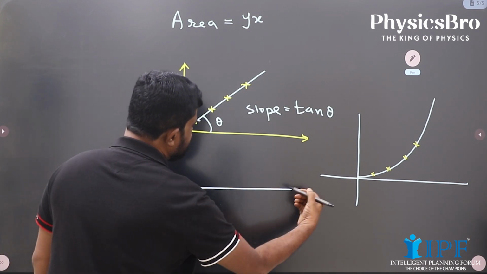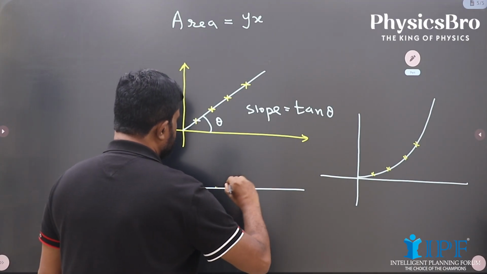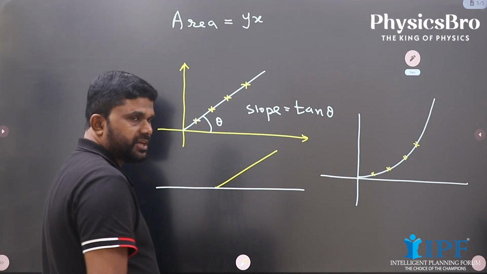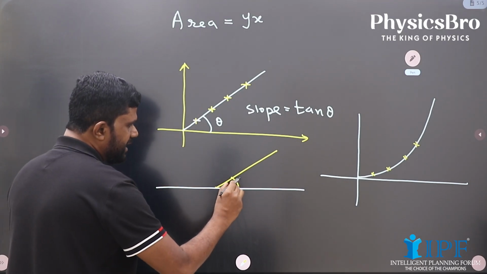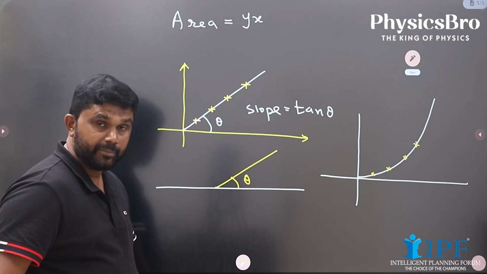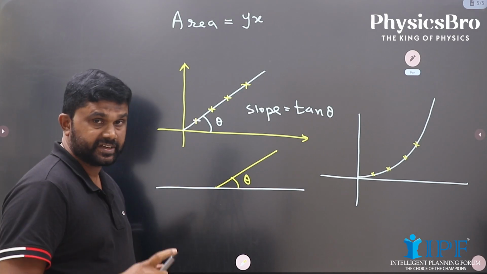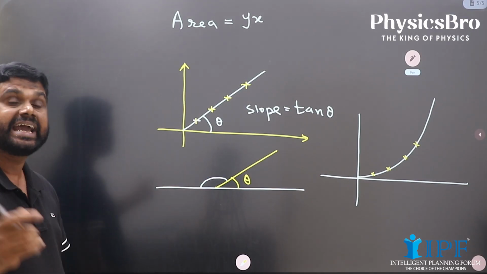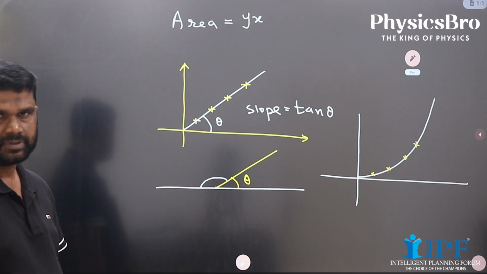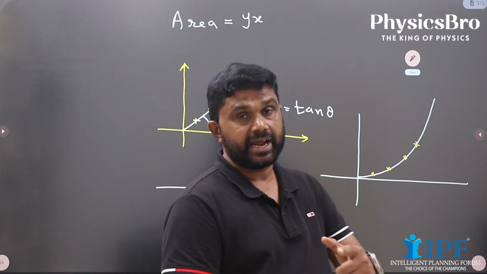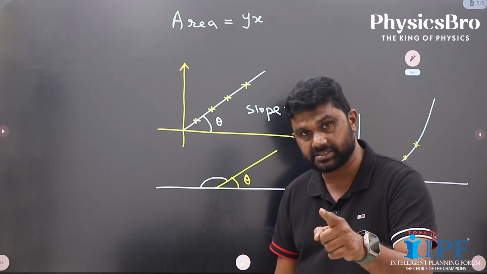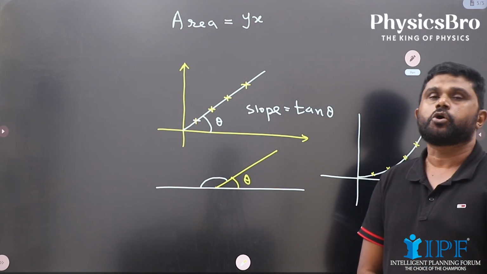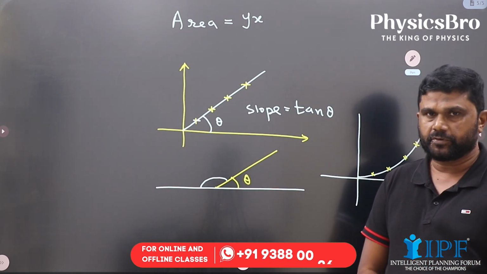Suppose this is the x-axis and this is the line. Then this is the positive direction of x-axis and this angle, say theta, is the angle made by the line with the positive direction of x-axis, and this is the angle made by the line with the negative direction of x-axis. We have to take the angle made by the line with the positive direction of x-axis, and the tangent of that angle will give you the slope of the graph.